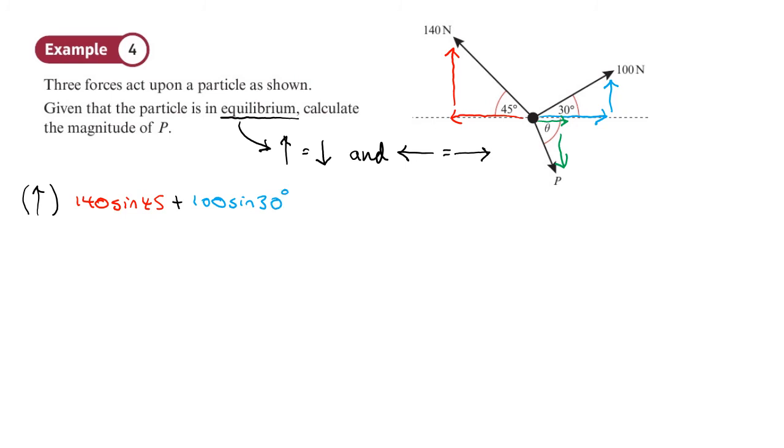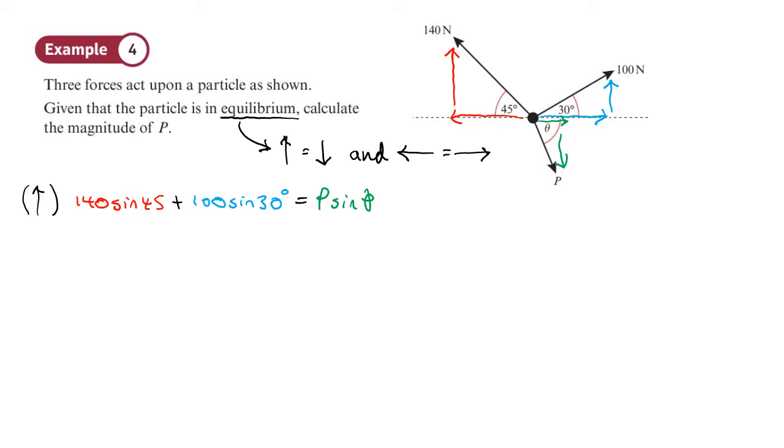Okay, and then what do we have going down? We've got something where we're actually having to write the angle using theta. That's not a problem. That's going to help us to find theta and P, because we'll have two equations in a moment. And the one going down is P sine theta. Right, so that's equation number one.